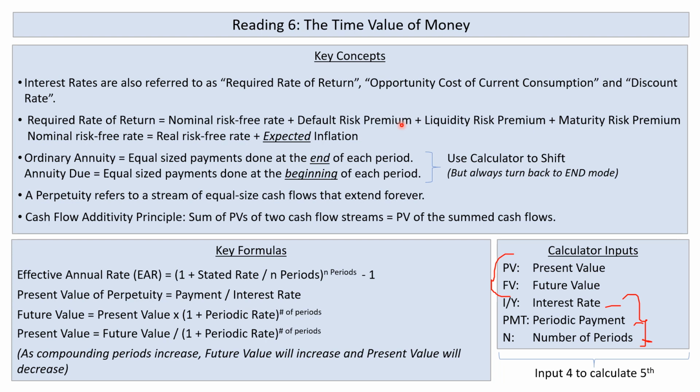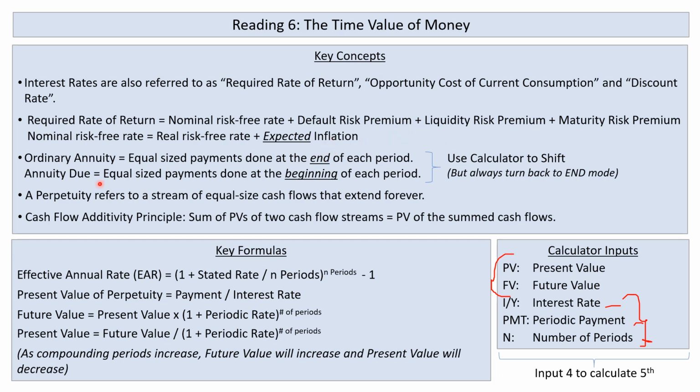Now, when it comes to calculating inputs, what's the difference? Well, the difference is that if it's an annuity due or an ordinary annuity, your input on your calculator should be synchronized. So putting these 5 inputs, when your calculator is on end mode, you have to use these inputs to calculate an ordinary annuity.